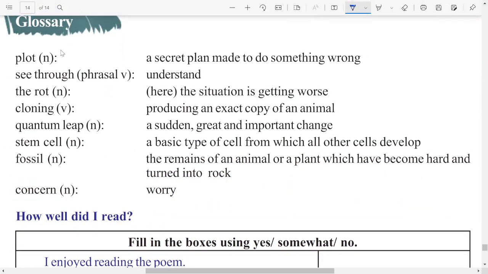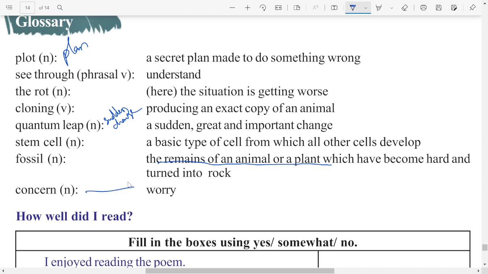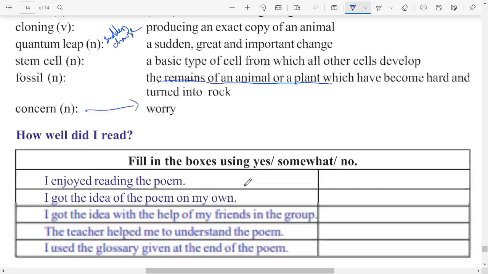Look at the glossary. Plot means some plan. Okay, so a secret plan made to do something. See through is to understand something. Okay, next, the rot is where the situation gets worse. Cloning is the processing of a same copy. Quantum leap is like sudden change. Sudden change is called as quantum leap. Stem cell is kind of science related word. Fossil is the remaining. Okay, archaeologists, they do all this study on these fossils. Concern is to worry about something. Okay, can be used, right?